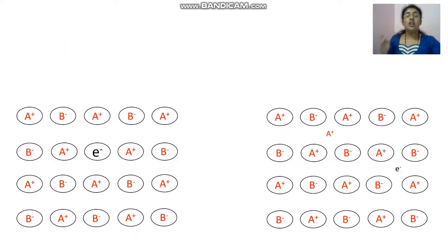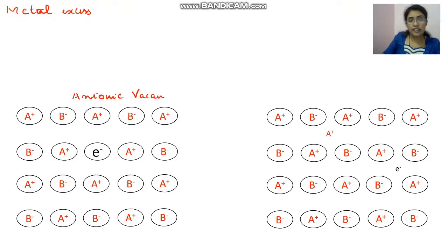Coming to the non-stoichiometric defect part, there can be metal excess and metal deficiency. This is the metal excess part. The metal excess can be further divided into due to anionic vacancy or due to cationic excess. The first case given here is due to an anionic vacancy. This is an example of an anionic vacancy, and what we have here is a cationic excess.